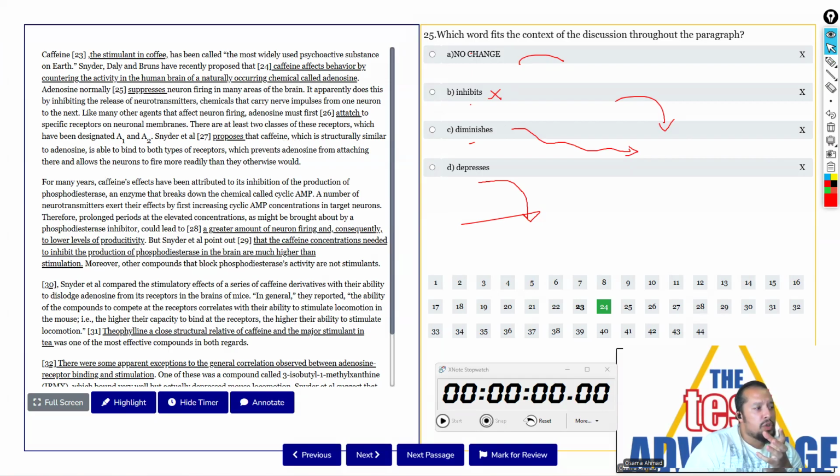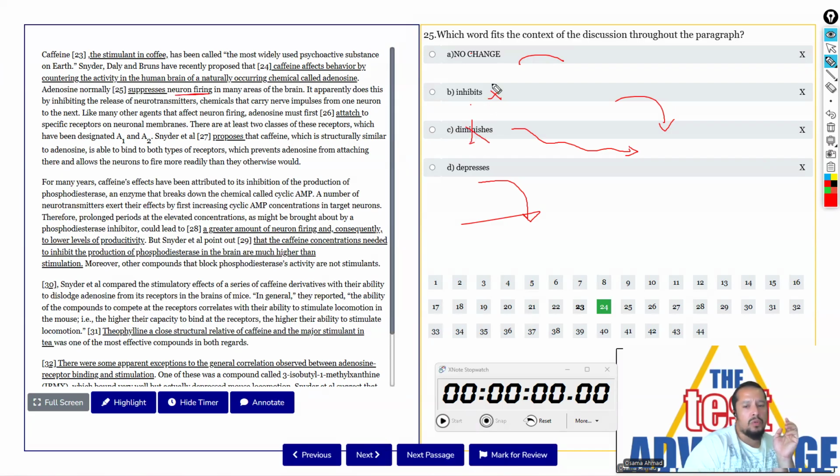So if we go to the original answer, suppress, that means something trying to come out and it blocks it, it clogs it up. Inhibit means restrain, to hinder, prevent action or progress. So you can inhibit behavior, but neuron firing, maybe not. Diminish means to become less. So if caffeine diminishes, it reduces. So I don't think it would be diminish neuron firing.